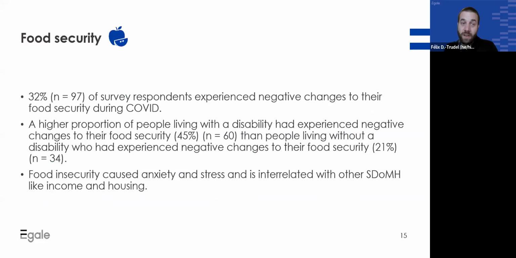Another determinant was that of food security. In our results, 32% or 97 survey respondents experienced negative changes to their food security during COVID. It's worth noting that a higher proportion of people living with a disability had experienced negative changes to their food security, 45%, than people living without a disability, so we have 21% versus 45% for people with a disability.